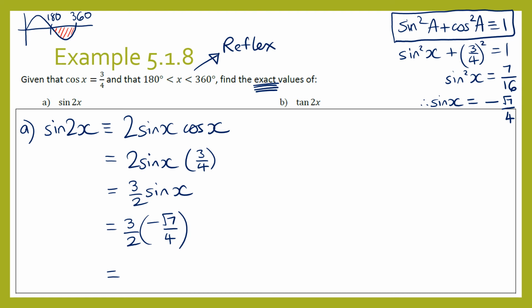And let's just tidy that up. So that's negative 3 times root 7 over 2 times 4, which is 8. And there we go. That is now an exact answer. It's not rounded at all.